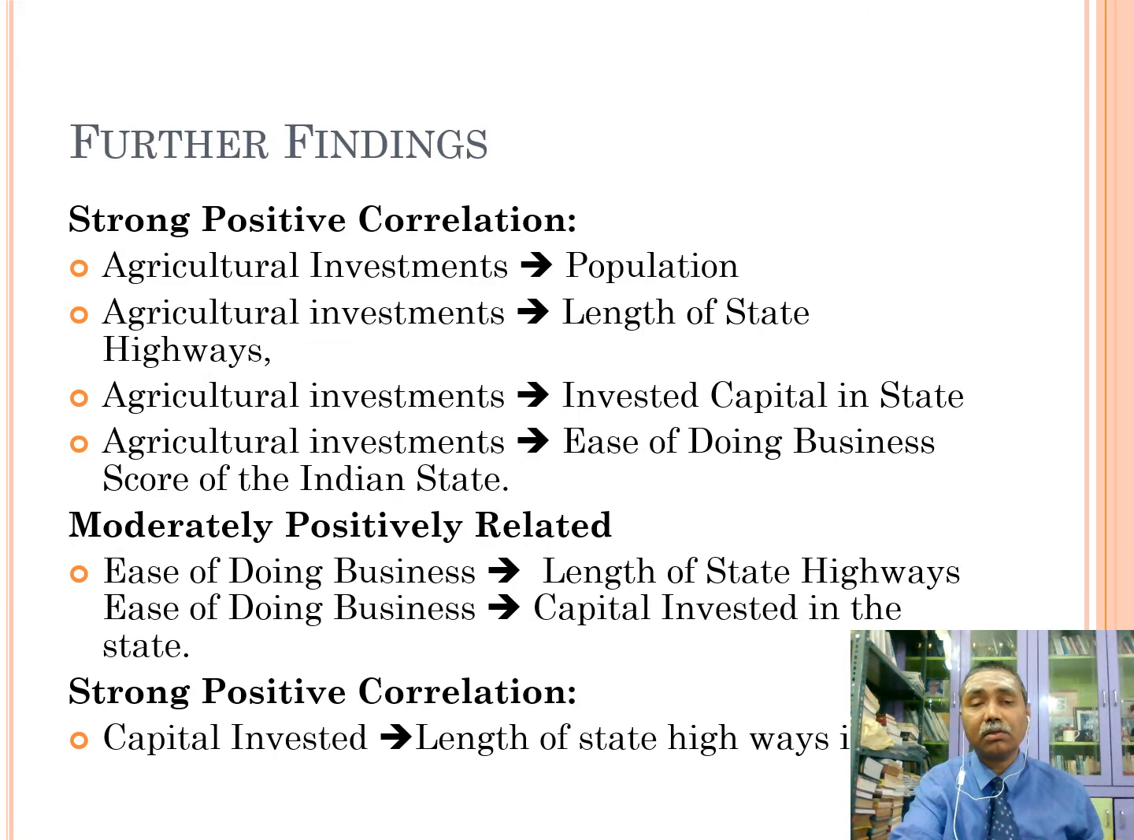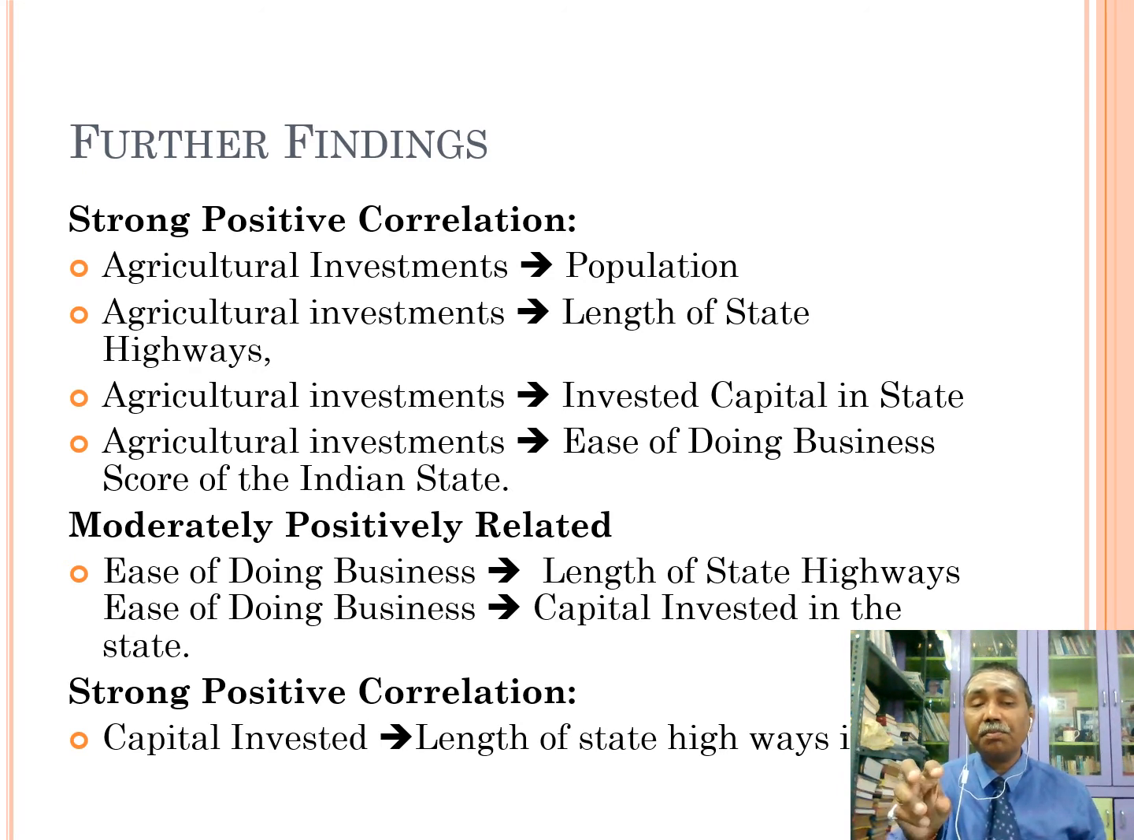Let's move on. What strong positive correlation did we find? Agriculture investment. Specifically, it has a strong positive correlation with population. That means the more population in the state, the more we invest in agriculture in that state. Similarly, the more agriculture investment goes in, the length of roads also increases in the state. Other capital also comes to the state because of more agriculture investment. These are positively correlated. The ease of doing business rate is also higher if your agriculture investments in the state are more. So these are strongly correlated.